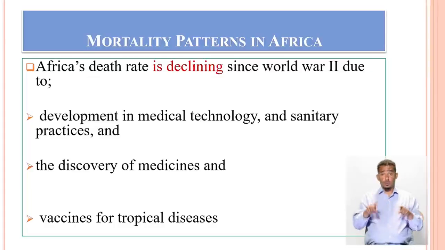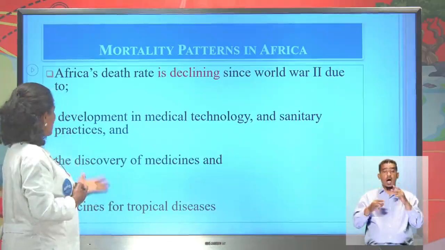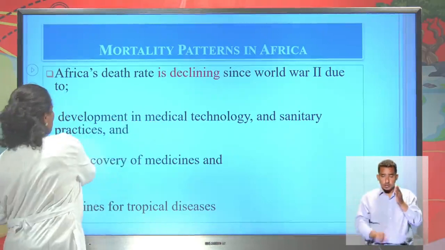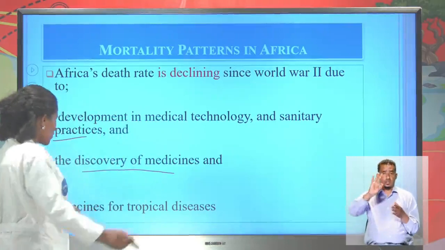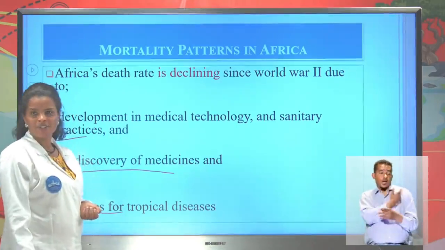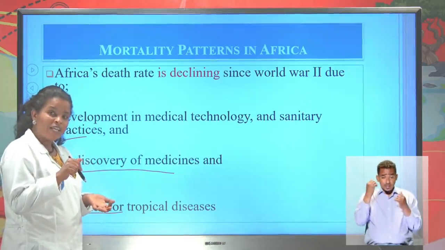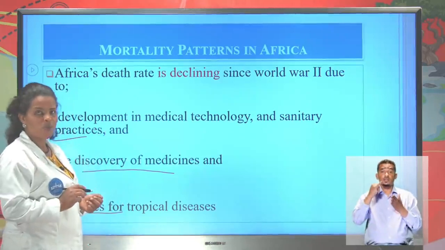After the Second World War, the African death rate declined because of developments in medical technology, in sanitation practice, and also the discovery of medicine and vaccines for tropical diseases. So the mortality rate of Africa is still very high, but it declined after the Second World War.